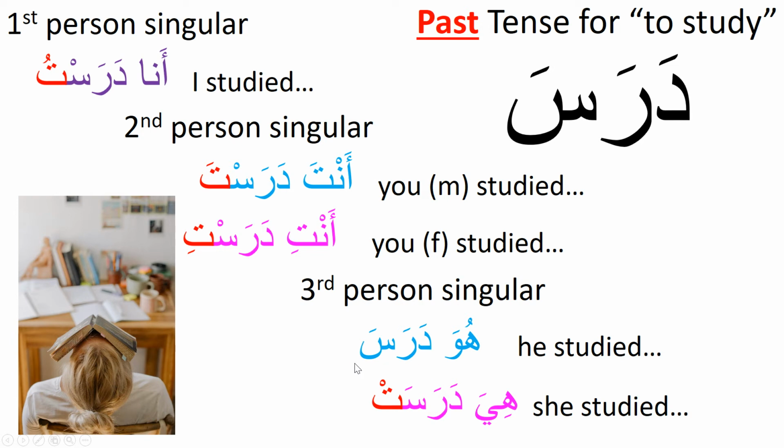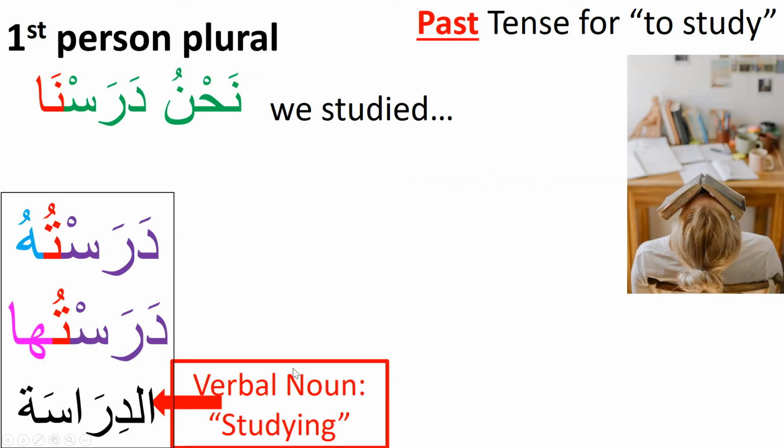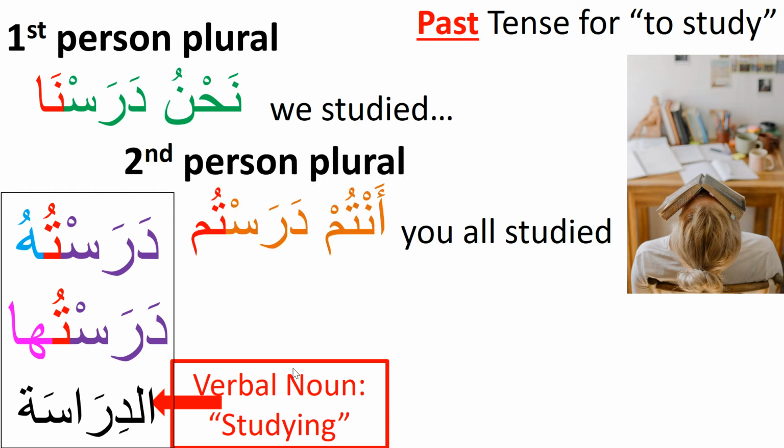Remember with our he did something, or it masculine, pronounce that fatha over the last letter. Hua darasa, not hua daras. Hua darasa, he studied. And for she studied, hiya darasat. She studied. For we studied, nahnu darasna. For you all studied, antum darastum.